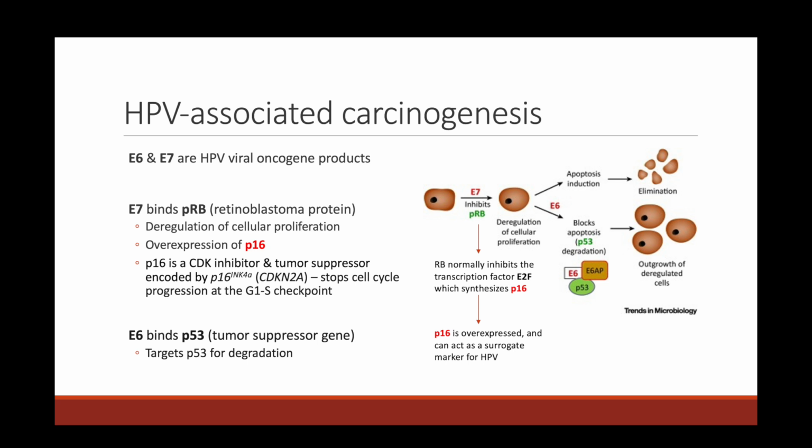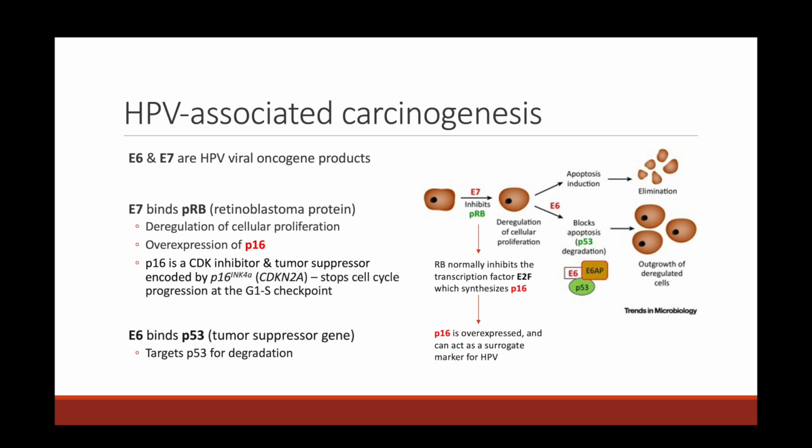So how does HPV actually cause cancer? So HPV encodes some viral oncogene products known as E6 and E7, and these are basically proteins that get created when HPV infects the cell. So the E7 protein binds a protein in our bodies known as PRB, or the retinoblastoma protein, and that leads to a deregulation of cellular proliferation as well as an overexpression of P16.